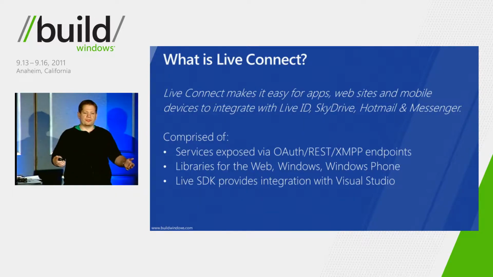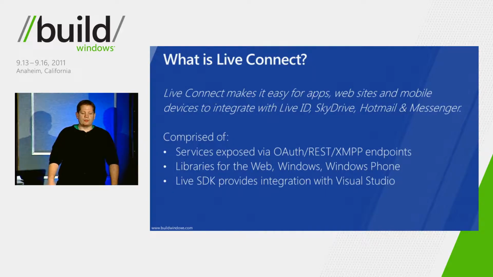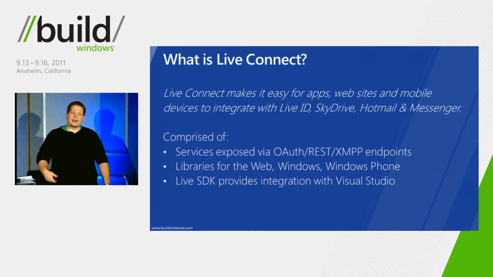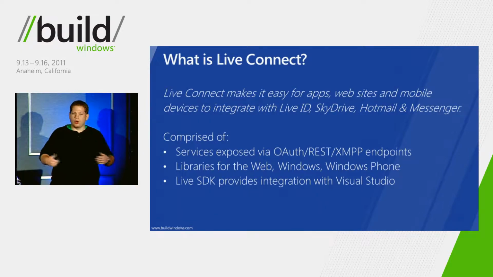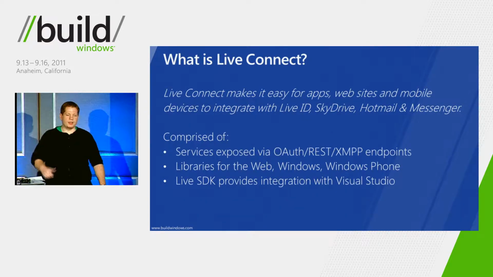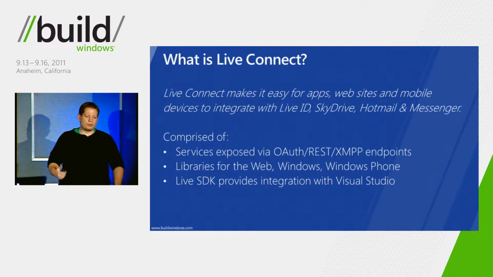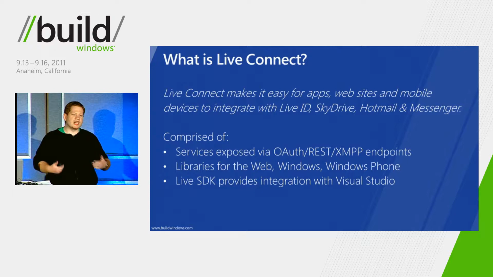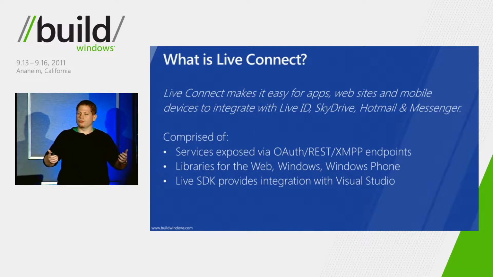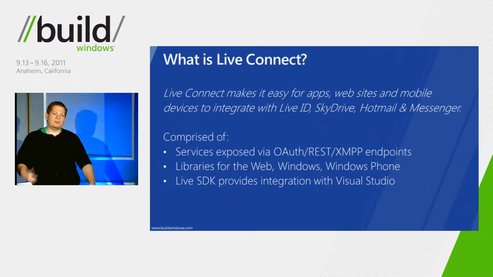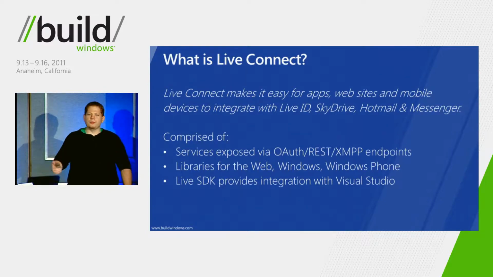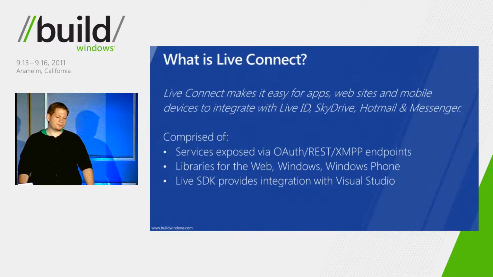We have a number of services. The services are exposed via a variety of protocols that make sense. For authentication and authorization, we have an OAuth 2.0 draft 20 endpoint that you'll use. We have a JSON-based REST endpoint for getting and manipulating users' live data. And then we have an XMPP endpoint, which is specialized for Messenger, real-time communications and presence scenarios.